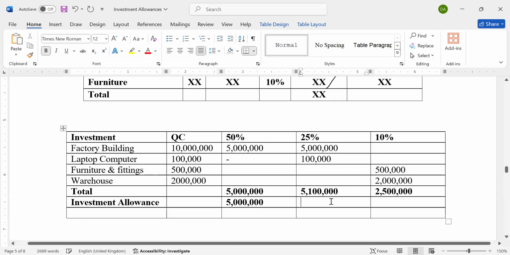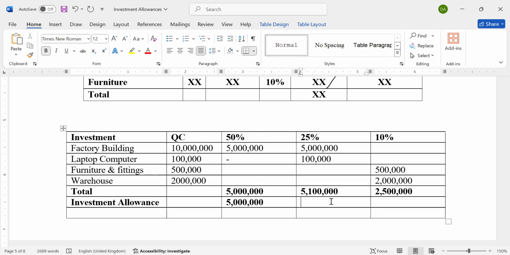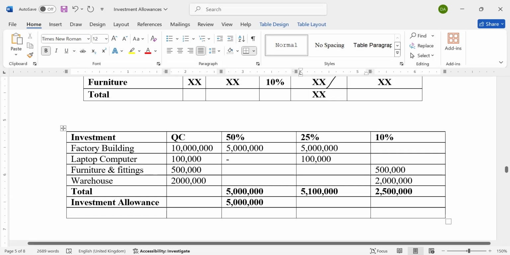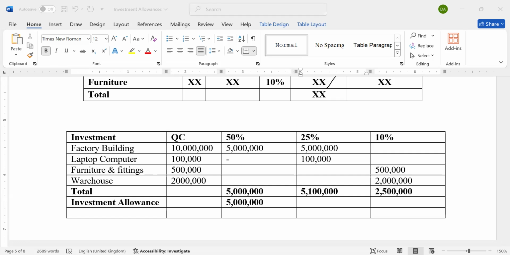But when we come to the second column, investment allowance is going to be 25% of that cost. So how much will that be? How much is 25% of 5.1 million? 625,000.